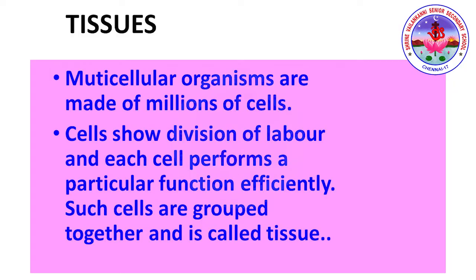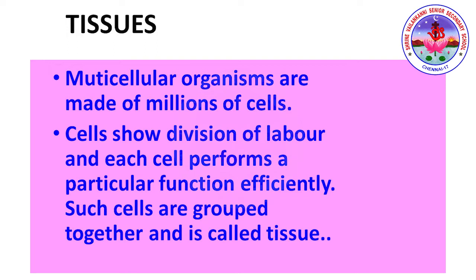In multicellular, it means what? Group of cells. So definitely there will be tissues. We are going to discuss this in more detail. Multicellular organisms are made up of millions of cells. So these cells are grouped together to form tissue. Cells show division of labor and each cell performs a particular function efficiently. Such cells are grouped together and are called tissue.